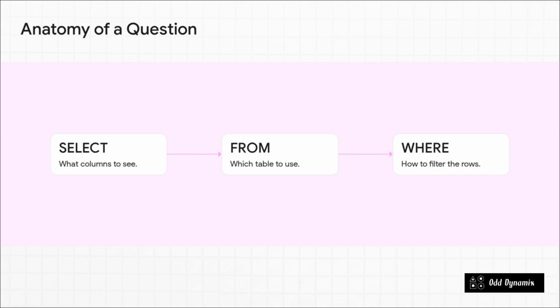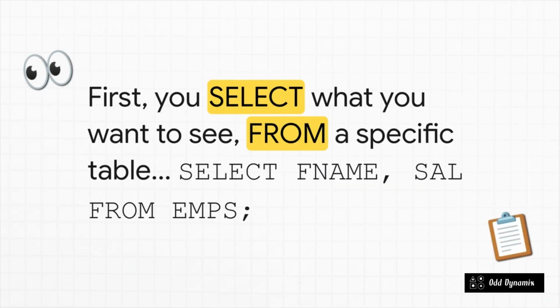Almost every single question you ask in SQL follows this same basic structure. It's like a formula. First, you select the pieces of information you want to see. This is like telling the librarian, hey, I want to see the title and the author. Next, you have to tell them from which shelf to look on, from the fiction section. And finally, you can add a where clause to narrow it down. But I only want books written after 1950. See? Select from where.